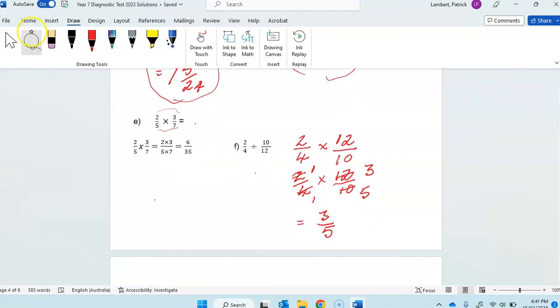This one here, invert and multiply the second fraction. So this fraction here has got to be inverted and multiplied. And that's what I've done here, 12 over 10. Then you can cancel them down. 2 goes into itself once, goes into 10 5 times. 4 goes into itself once, goes into 12 3 times, and the answer is 3/5.